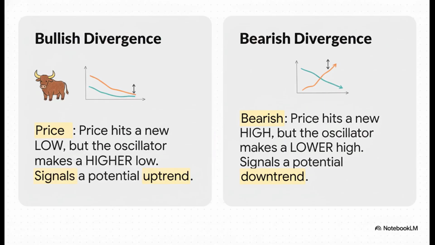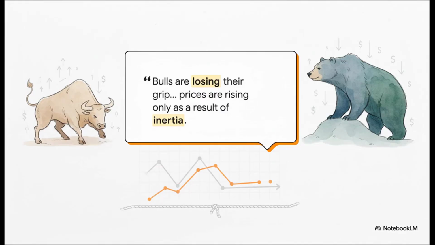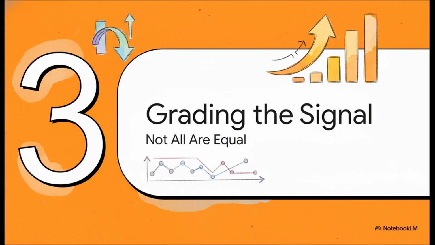See the disconnect? And this quote from Investopedia just nails the feeling behind a bearish divergence. It says, "Bulls are losing their grip on the market. Prices are rising only as a result of inertia, and the bears are ready to take control again." It's not just about numbers. It's a story of a power struggle happening right under our noses. But, and this is super important, not all of these disagreements are created equal. Some are just minor arguments, but others are signs of a massive shift coming.